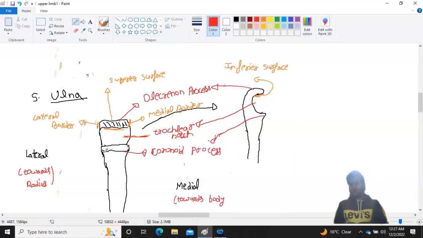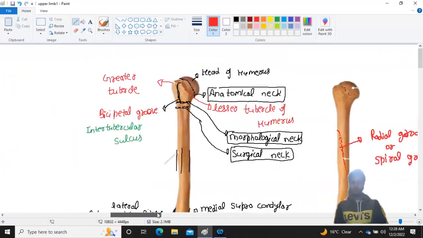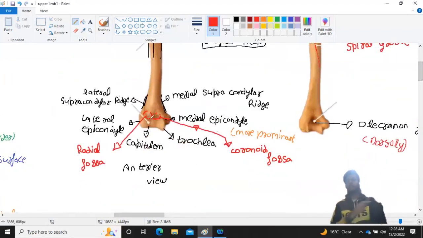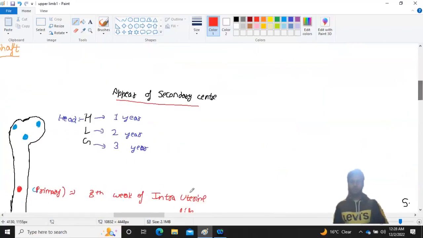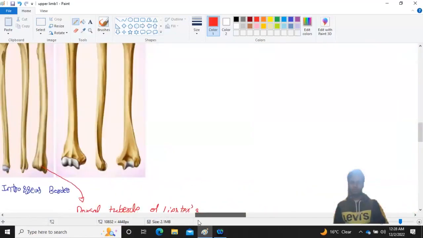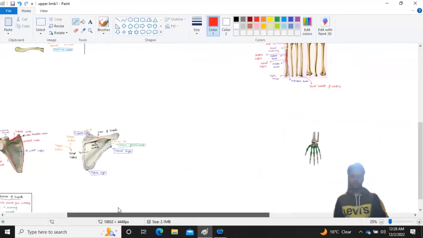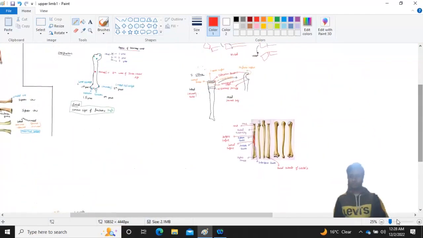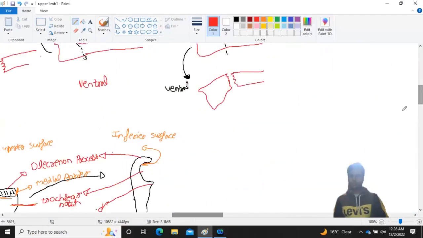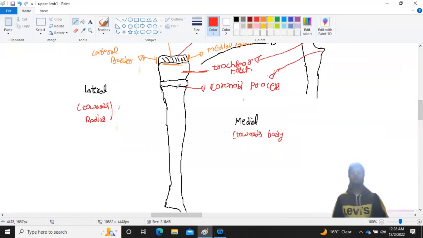Remember, this is fixed in this fossa like this. In the humerus there was a fossa, remember? The ulna fits into that fossa, because of which our hand stops here and does not go further, so the ulna gets fixed here. This is the coronoid fossa for the coronoid process of the ulna. Done. These are the parts of the upper bone.